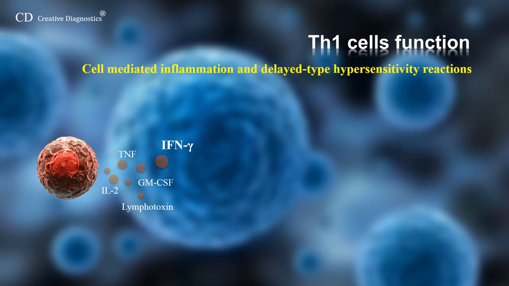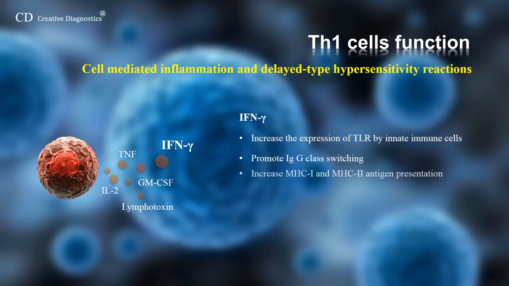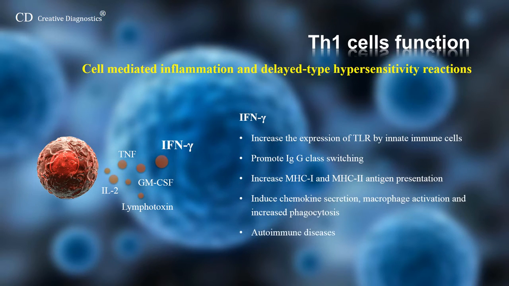The signature cytokine of the Th1 subset, interferon gamma, is a potent pro-inflammatory cytokine, which has a number of important roles, including increasing the expression of Toll-like receptors by innate immune cells, promoting IgG class switching, increasing MHC I and II antigen presentation, induction of chemokine secretion, macrophage activation and increased phagocytosis, and is involved in several autoimmune diseases.